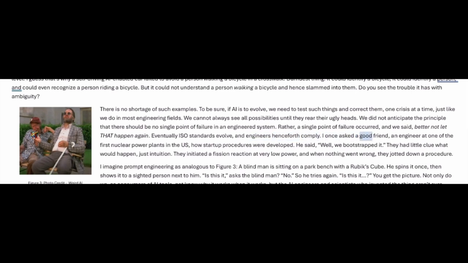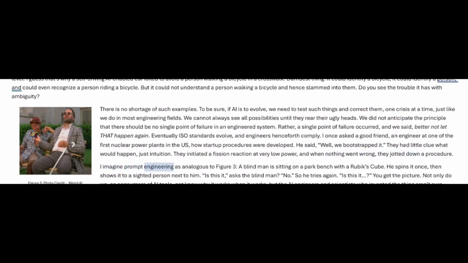I once asked a good friend, an engineer at one of the first nuclear power plants in the US, how startup procedures were developed. He said, well, we bootstrapped it. They had little clue what would happen, just intuition. They initiated a fission reaction at very low power, and when nothing went wrong, they jotted down a procedure.